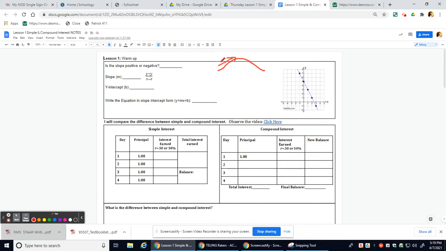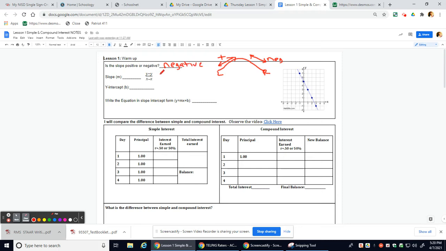Remember, if I look at the graph from left to right, that's a positive slope. If I look at the graph from left to right and it's in a decreasing motion, that's a negative slope, a negative constant rate of change. So let's go ahead and take a look at this slope. How do I find my constant rate of change?